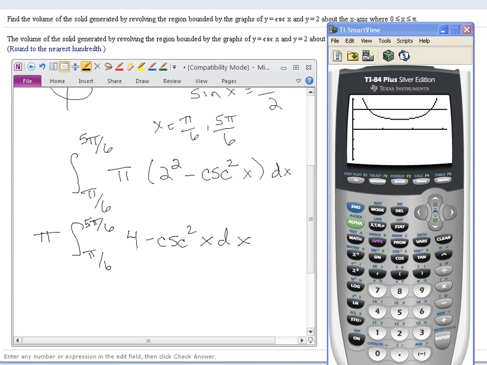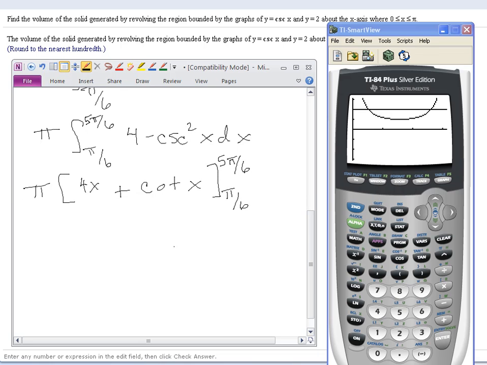And you can integrate these. You can integrate 4. The antiderivative of 4 is just 4x. So this is going to be pi times 4x. And then the antiderivative of negative cosecant squared x dx is cotangent x. So then this is going to be plus cotangent x, because you integrate negative cosecant squared x dx and you get cotangent x. And you're going to evaluate that from pi over 6 to 5 pi over 6.